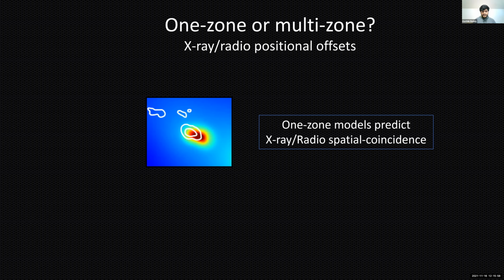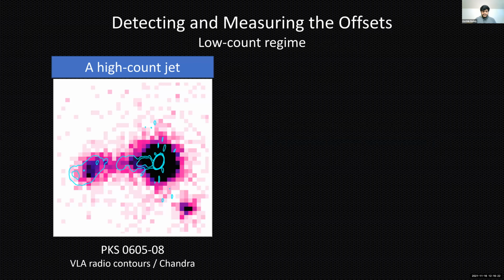I looked at a large sample of Chandra-detected X-ray jets and searched for offsets in them. So this large sample can be broadly divided into two categories: the jets with snapshot observations, which will have only a few counts in their jets, and the other ones with high counts, or deep Chandra observations. If it's a high-count jet and you have a large offset, we can simply construct a centroid and characterize the offset in a straightforward manner.